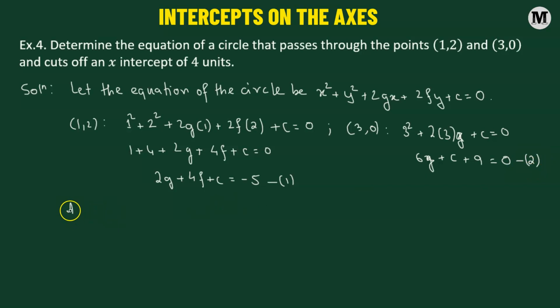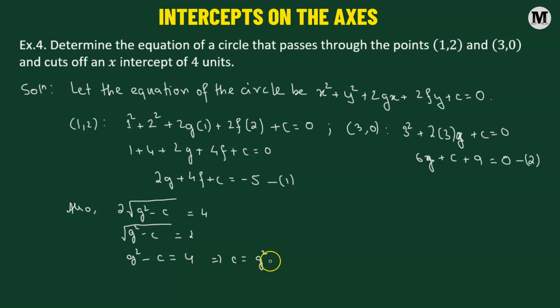And also we are given the x-intercept value. The x-intercept, which is given by 2 times the square root of g squared minus c, equals 4 units. Meaning the square root of g squared minus c equals 2. Squaring both sides gives us g squared minus c equals 4. Or we can say c will be equal to g squared minus 4. Let this be equation number 3.